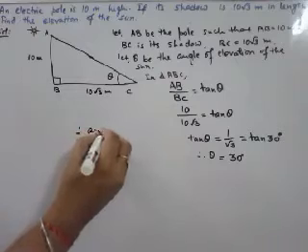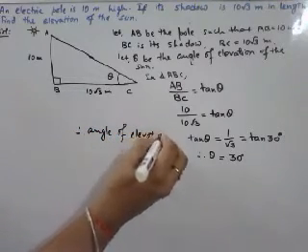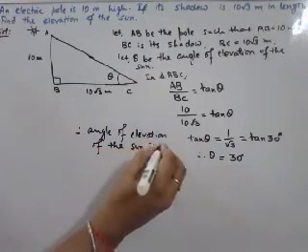Therefore the angle of elevation of the sun is 30 degree.